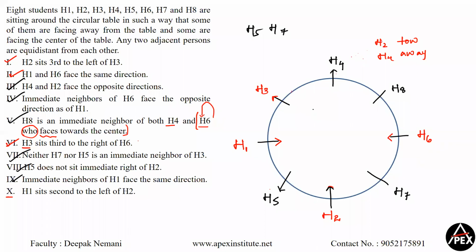Do we have any clue with respect to H6? Perfect, statement number 4. Immediate neighbors of H6 face the opposite direction as H1. So who are the immediate neighbors? H8 and H7. They should be facing the opposite direction of H1, which faces toward the center. So these two people should be facing away from the center. That completes the set. Now we have the positions of all the 8 people and also the directions they are facing.